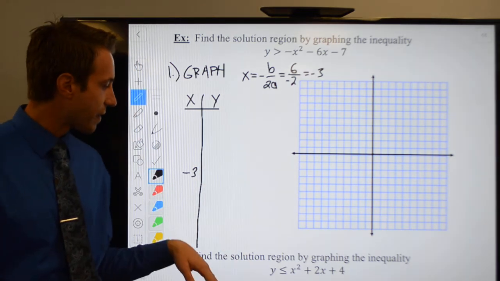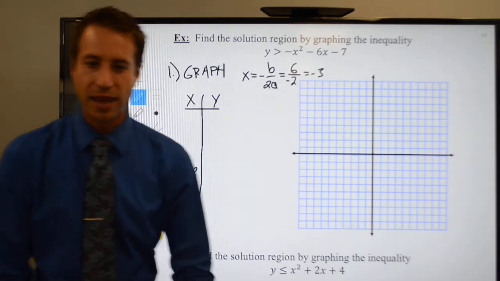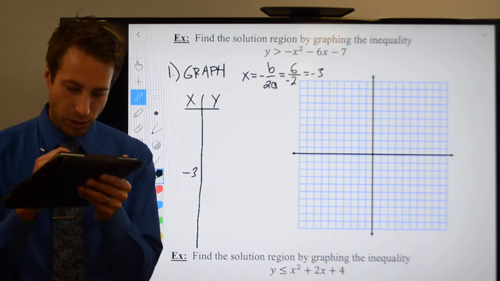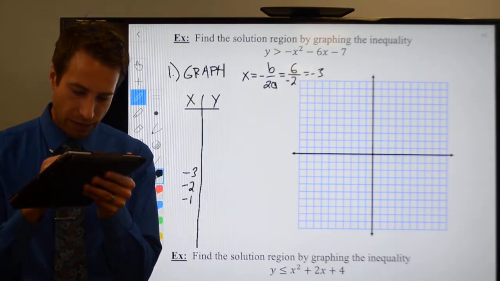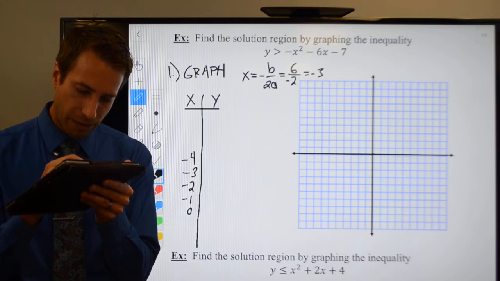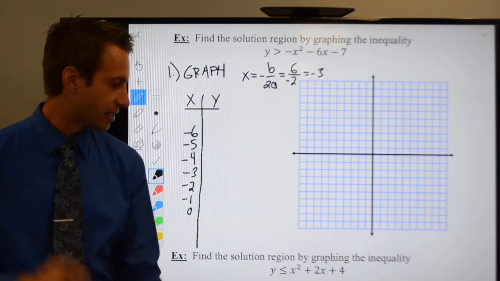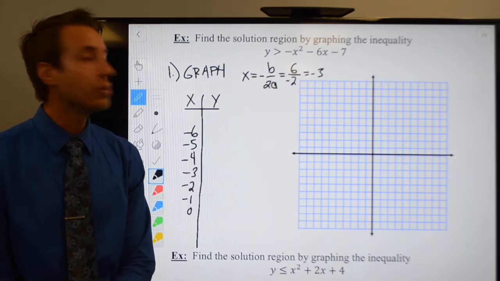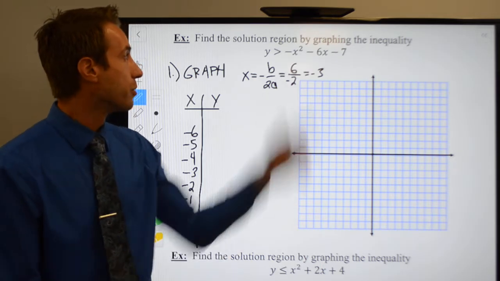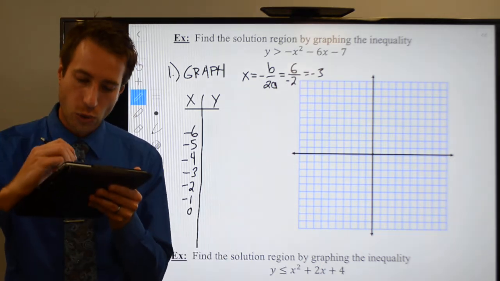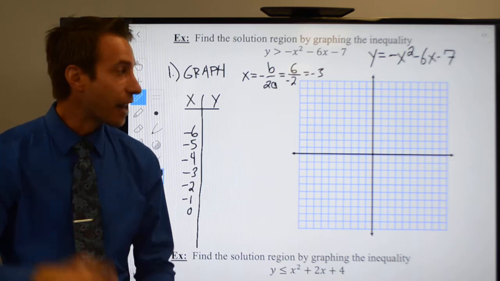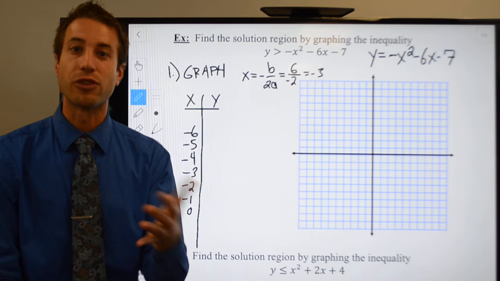Now I'm going to choose some values of x that are greater than negative 3, and some values of x that are less than negative 3. It looks like when I did it, I went all the way to 0. So that's going to be a negative 2, negative 1, and 0, which means I need a negative 4, a negative 5, and a negative 6. Again, this is just going to be plug and chug. You plug a negative 3 into the equation. Again, remember though, we ignore the inequality. You're going to plug it into y equals negative x squared minus 6x minus 7. I don't worry about the inequality until I have to decide whether it's a solid or dotted line.